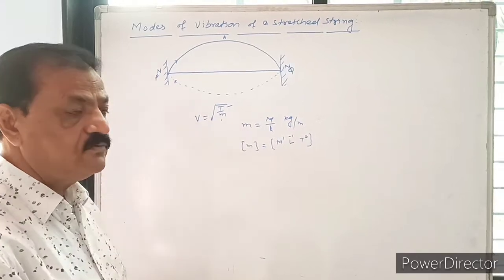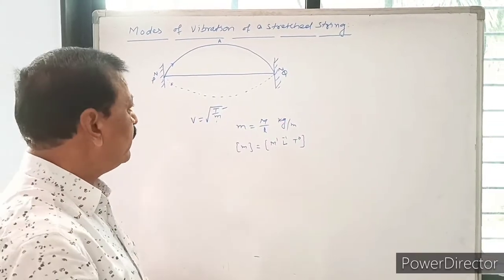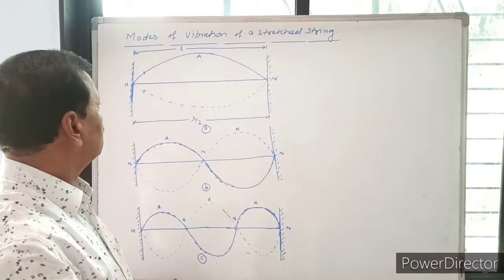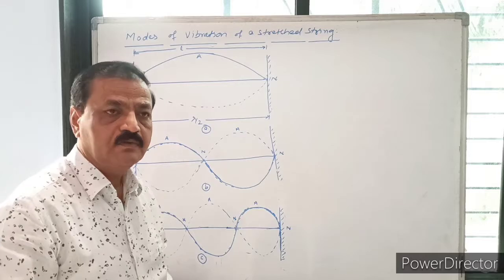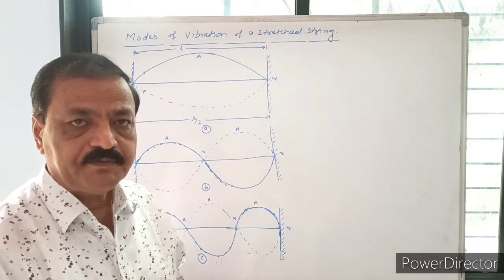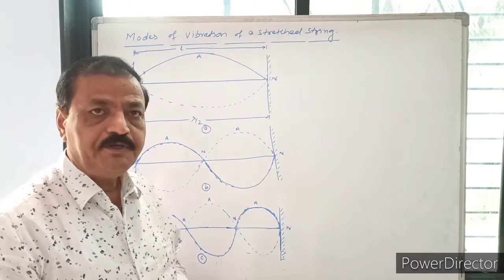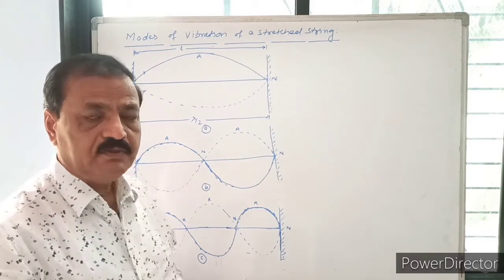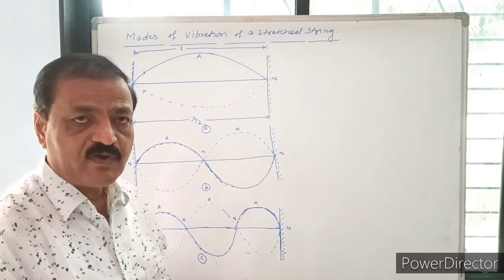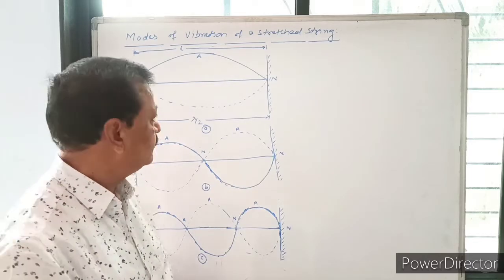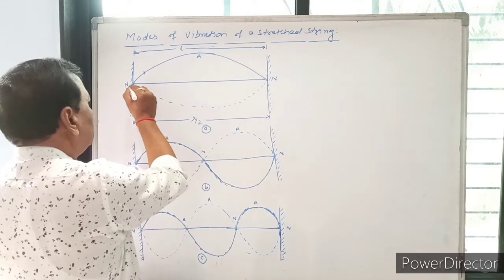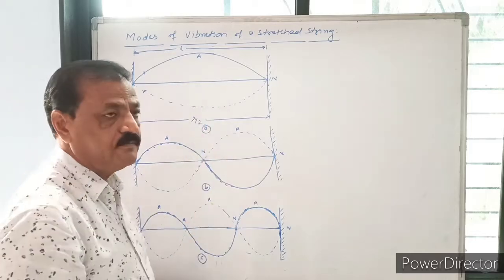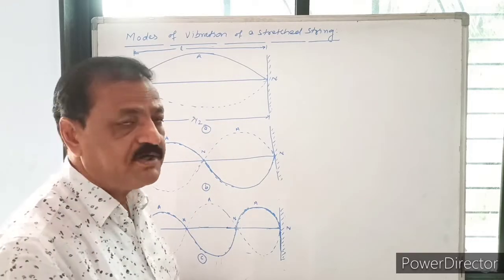Then we have to find out the expression for fundamental frequency. So a string can vibrate in different ways. That is also called modes of vibration of stretched strings. The string will be fixed by two rigid supports. Transverse waves will be obtained on the string.